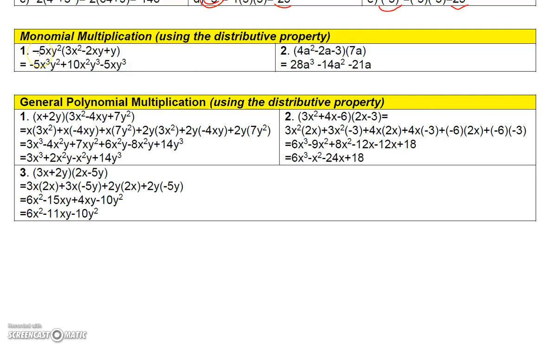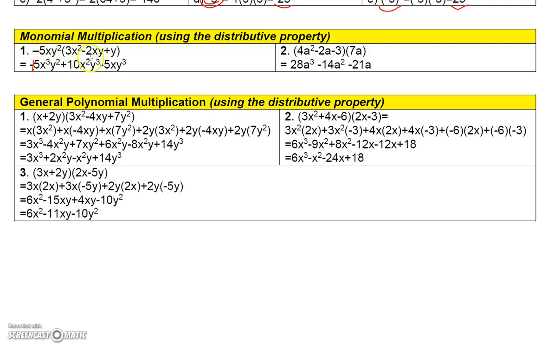Now, if you'll notice, what I did is I multiplied the first term from the first binomial by the first term of the second binomial, 3x times 2x. And then notice the outermost terms are 3x and negative 5y. Notice I multiplied those next. And then the innermost terms are 2y and 2x. Notice I multiplied those next. And then the 2y and the minus 5y are the last terms in each binomial, so I multiplied those next. And you'll see in the next section that's first, outer, inner, last, and that's where FOIL comes from.